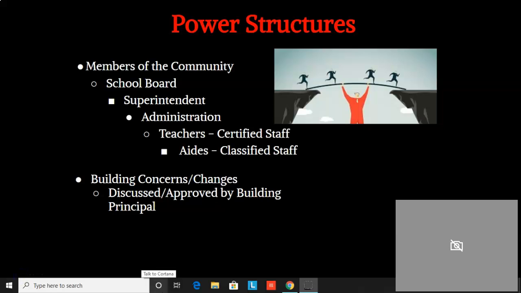Our power structure: members of the community are definitely at the top, then it trickles down to our school board, our superintendent, our administration, then our teachers are certified staff, and then our aides are classified staff. If there's building concerns or changes that need to be made, these must be discussed with your administrator. And usually if there's good reasoning and good data to support your change, then usually it's approved by the building principal.